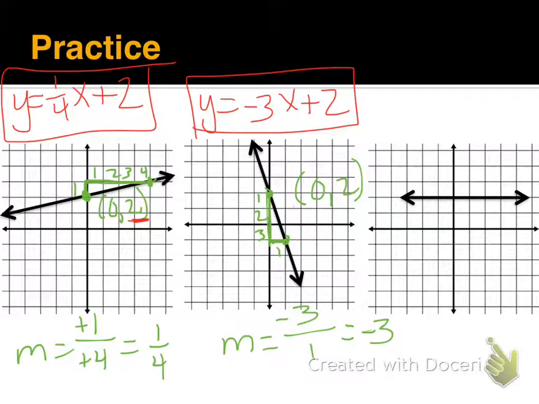So then my answer is y equals negative 3x plus 2. Last one, 0, 2. Again, these are all zeros. So I know my equation is going to be y equals some x plus 2.